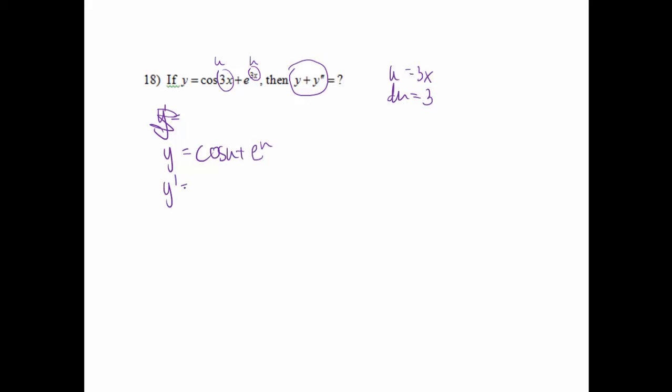So y prime will equal, the derivative of cosine is negative sine u times du, which is 3, plus e to the u is just e to the u times 3 once again. Okay, and now we want to find y double prime. So I'm going to do y double prime equals, and I'm going to bump those. I'm going to rewrite this: negative 3 sine u plus 3 e to the u.